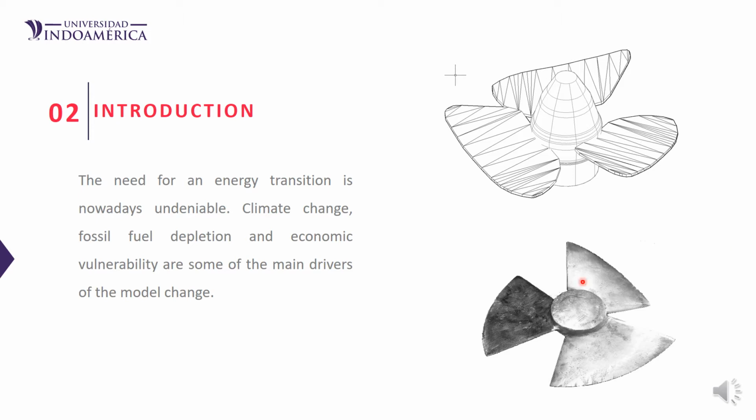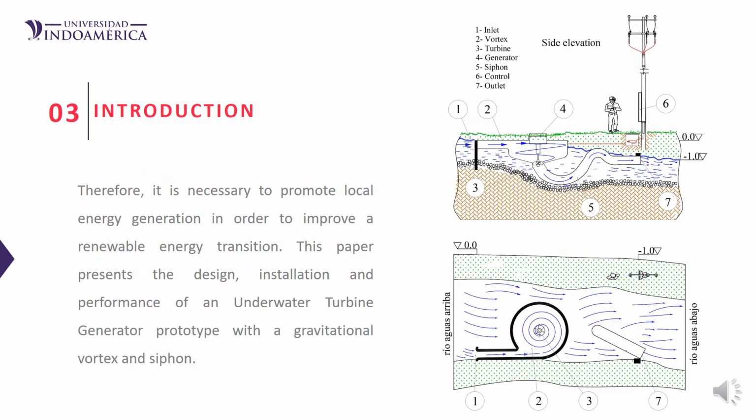You can see here the CAD design and the real prototype, the turbine. Therefore, it's necessary to promote local energy generation in order to improve the renewable energy transition. This paper presents the design, installation, and performance of an underwater turbine generator prototype with a gravitational vortex and siphon. You can see here in this picture all the parts of the system.